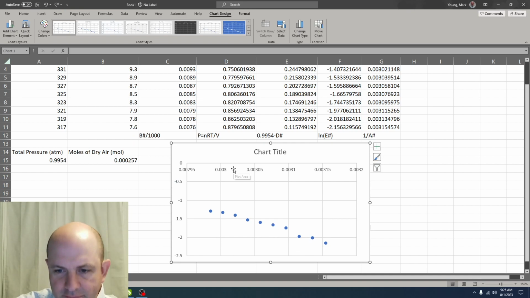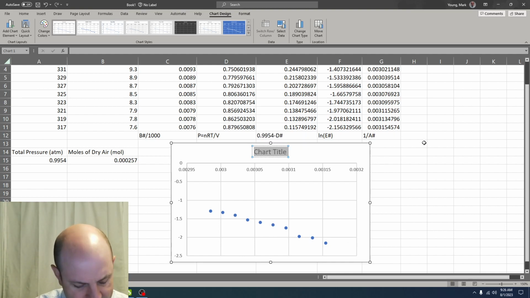So there's our graph. Now you say, hey, wait a minute, why is the axis up here? Well, because all the values are negative, it puts 0 at the top, and that's fine. But we can make some changes there. So let's go ahead and go through our normal process of making sure things are good. We have a chart title.